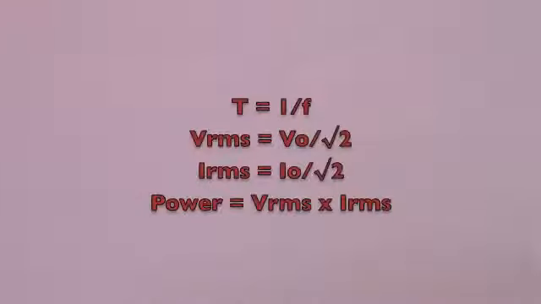The period of an oscillation is 1 divided by the frequency, and we'll need that for AC. V RMS, the root mean square of voltage, is the maximum voltage divided by the square root of 2. The I RMS, the root mean square current, is the maximum current divided by the square root of 2. And in the case of AC, power is equal to the root mean square of the voltage multiplied by the root mean square of the current.